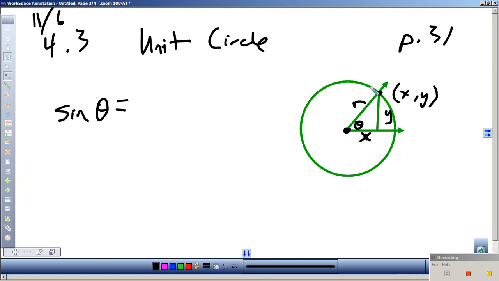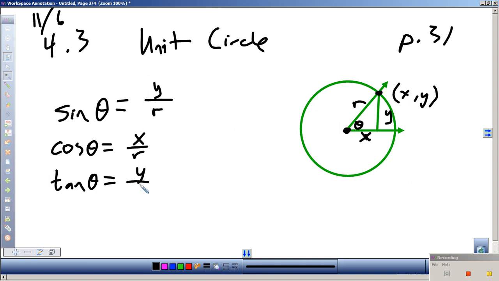Now, on this triangle, what would opposite be? Y. What would hypotenuse be? R. So we can say sine of theta is equal to y over r. We're still doing opposite over hypotenuse. It is just, we're doing it in a more specific way, or even more general way, I should say. So cosine of theta would be what? Okay, and tangent of theta. So this is basically just an extension of what we did before, right?